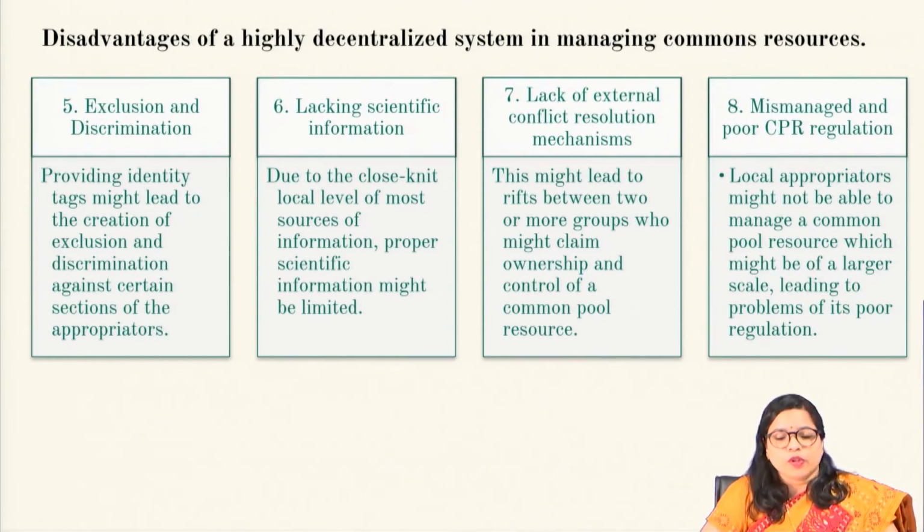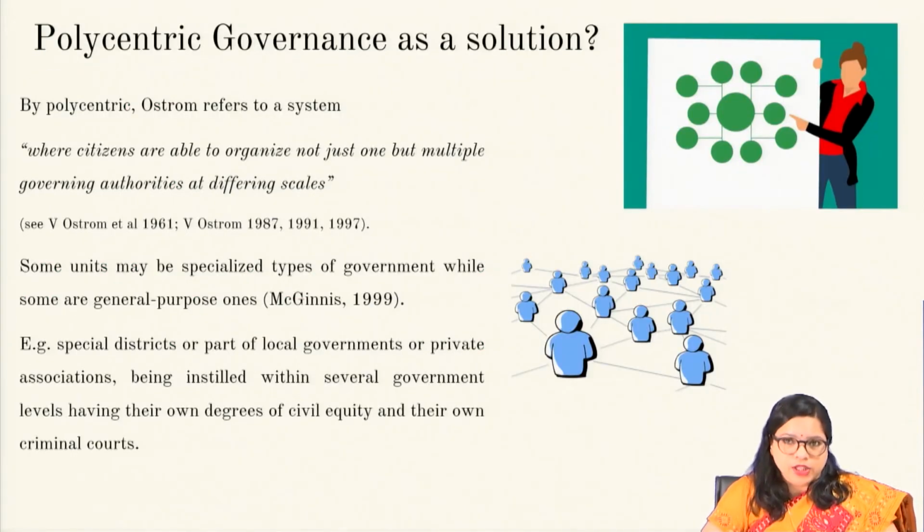As per Ostrom, the governance that has power of managing the common pool resources are the polycentric governance systems that can cope with the tragedy of the commons. By polycentric, Ostrom referred to a system where citizens are able to organize not just one but multiple governing authorities at different scales.